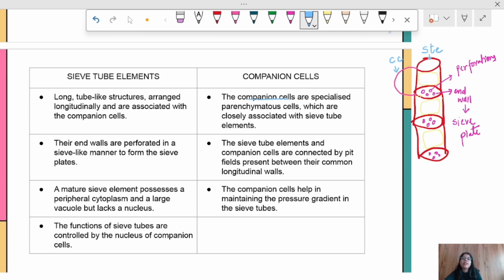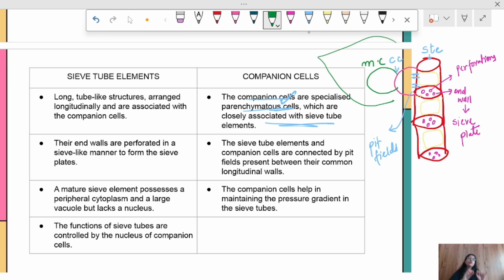Companion cell is a specialized parenchymatous cell. This is a parenchyma cell which is closely associated with the sieve tube element. The sieve tube element and companion cell are connected by pit fields. So in between these two cells there is something called a pit field. Definitely there will be some mesophyll cell, because I am talking about a leaf. This all is happening in a leaf, right? So mesophyll cell is there, companion cell is there, sieve tube element is there, and this is a plasmodesmata.